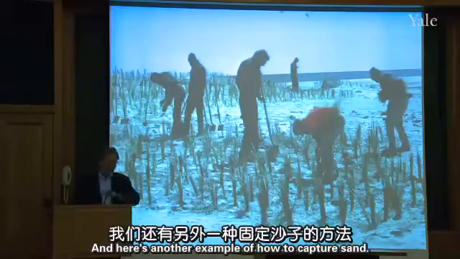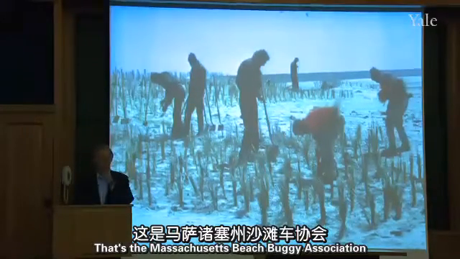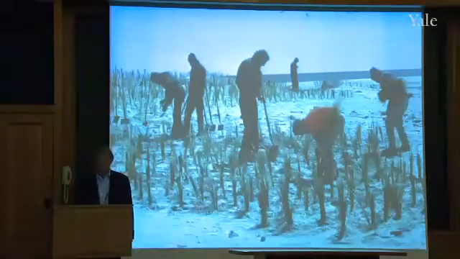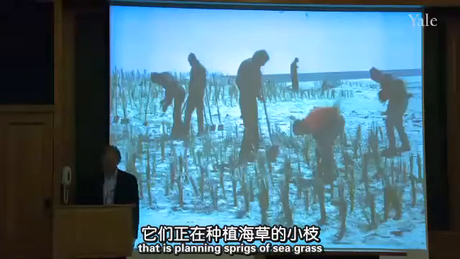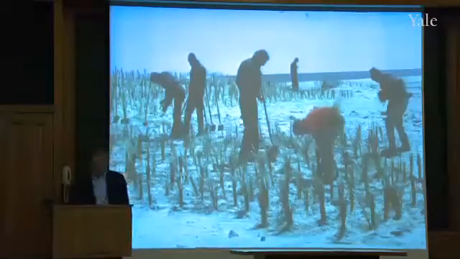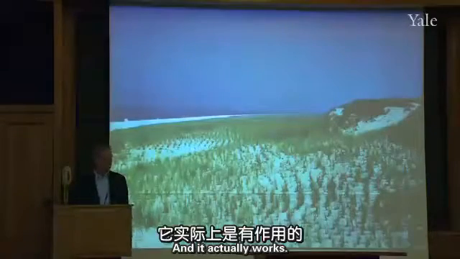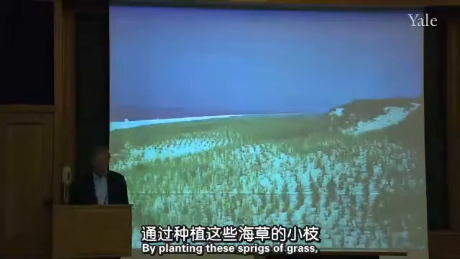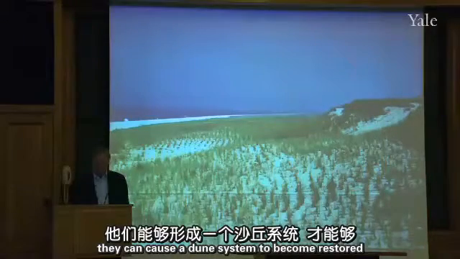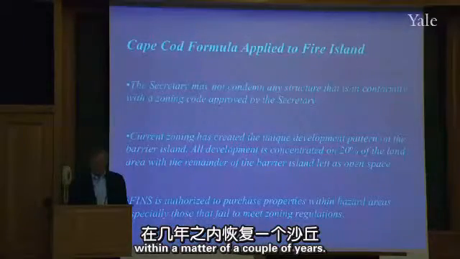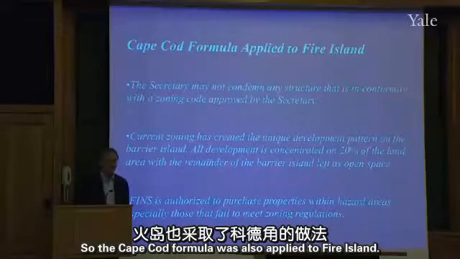And here's another example of how to capture sand. That's the Massachusetts Beach Buggy Association, which is planting sprigs of seagrass in an effort to rebuild the dune. And it actually works. By planting these sprigs of grass, they can cause a dune system to become restored within a matter of a couple of years. So the Cape Cod formula was also applied to Fire Island.